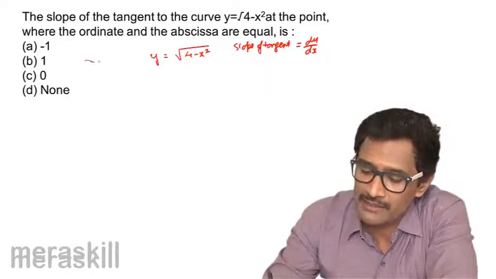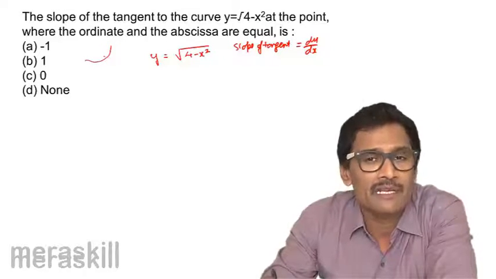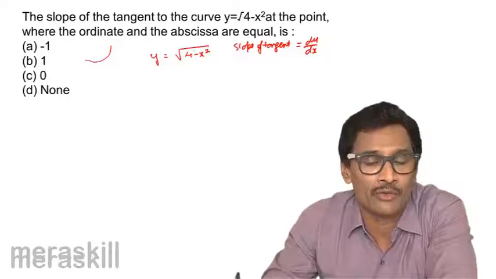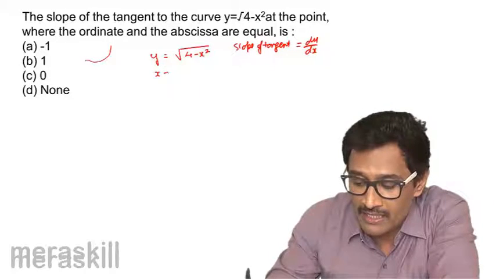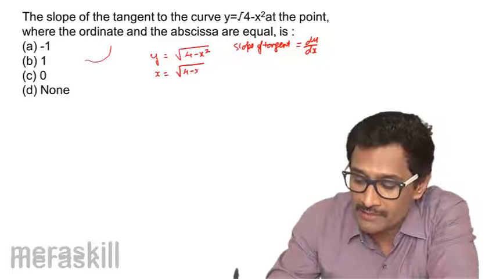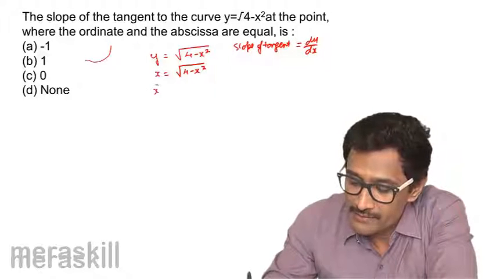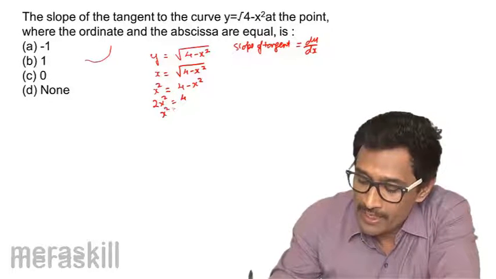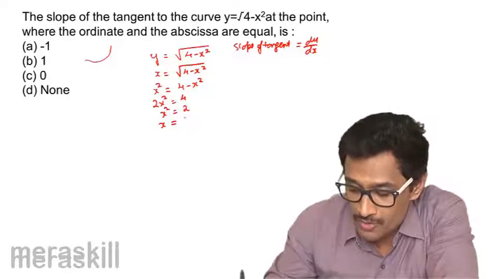That means y and x are equal. At that particular point, what is the tangent? The curve could be anything like this. So we are talking about a specific point where the abscissa and ordinate are equal, that means y is equal to x. So we need to find that value of y and x for which it is true. So what can you do? Since y is equal to x, we can write x is equal to root of 4 minus x squared. Squaring both sides, you get x squared is equal to 4 minus x squared. So 2x squared is equal to 4. So x squared is 4 by 2, 2.